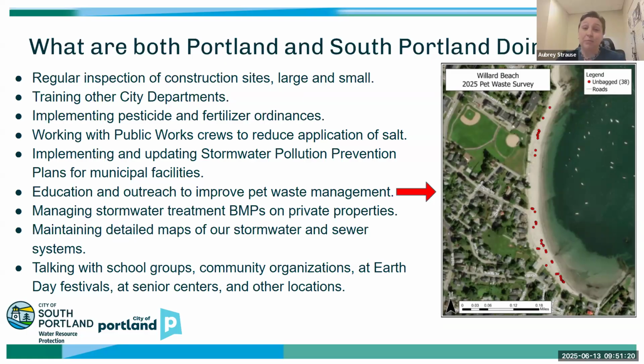The other thing I'll mention, private properties. Before the call, Doug and I were talking about this. We're in the thick of this right now. He has 200 or so private properties that he needs to get annual reports from. I have a little more than 150. So it's a major effort.